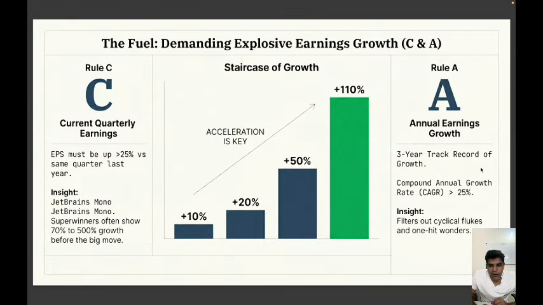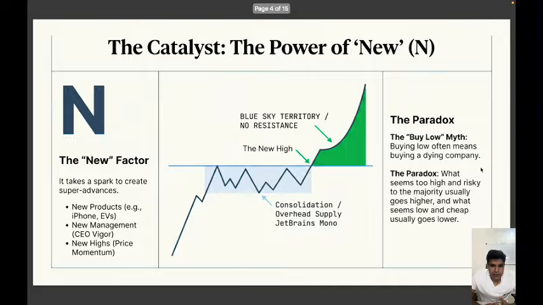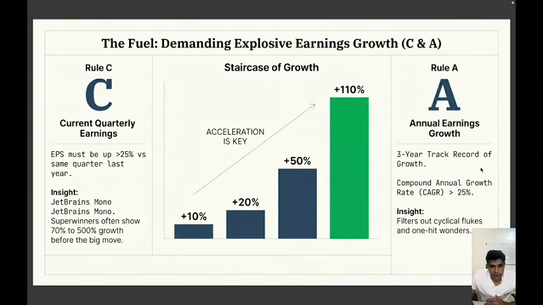The second is annual earnings growth. This again should be more than 25%, which is the CAGR at which the company is growing, right? So this is A, which is annual earnings growth.